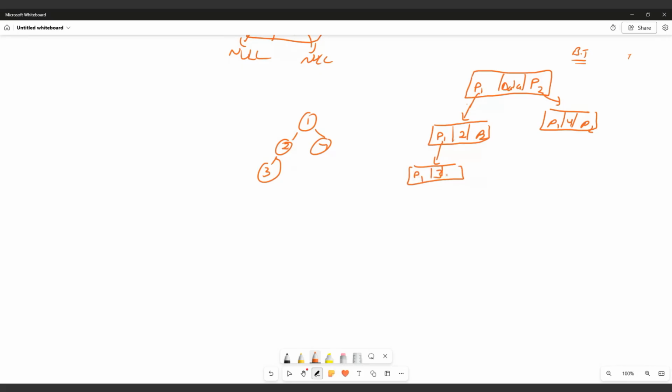Again, this has P1 and P2. But here, the P1 is pointing to nothing, because it is pointing to null. So there is nothing. Similarly, this P2 is also pointing to null, because we don't have any right subtree for this. Again, in this 4, there is no left and no right, so this is also pointing to null. This is also pointing to null.